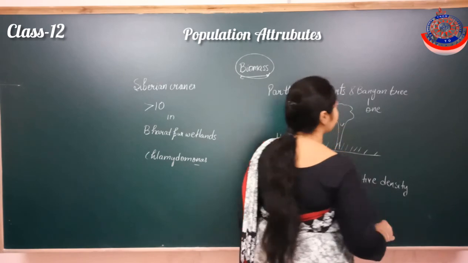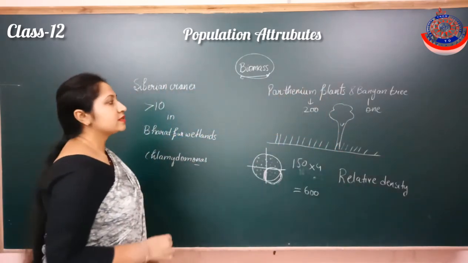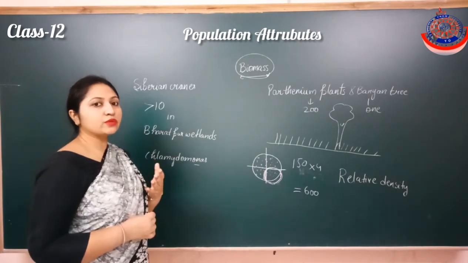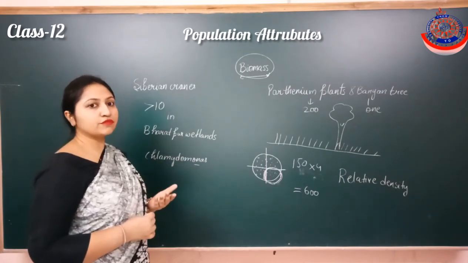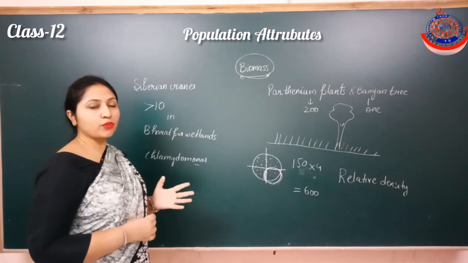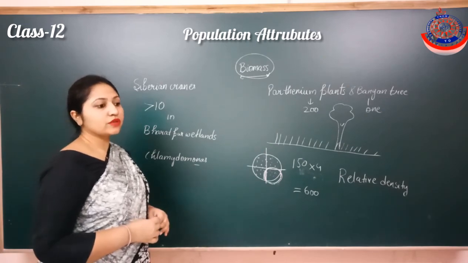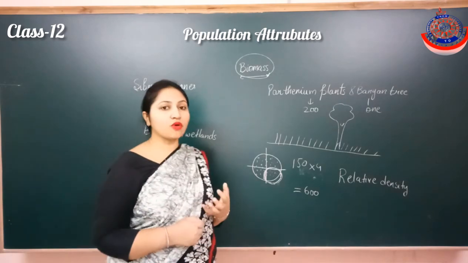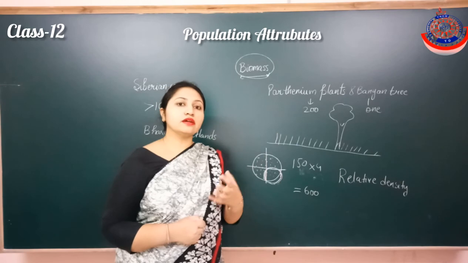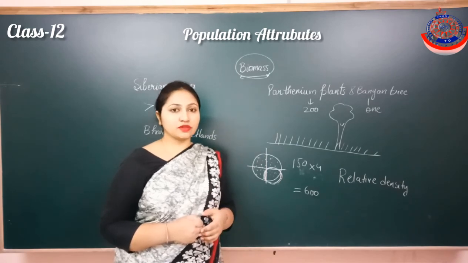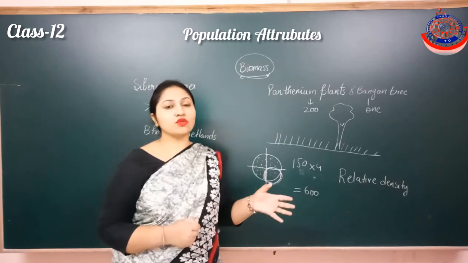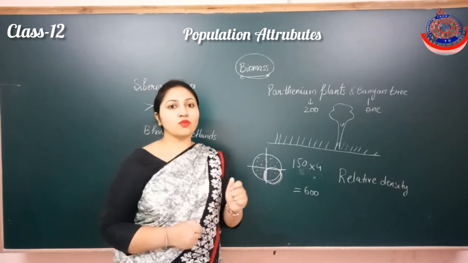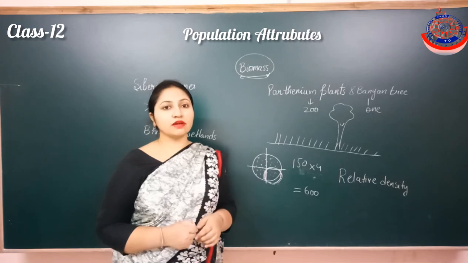Now let's take another example. Suppose in a pond, how can we calculate the population density of the fish in a large lake or pond in the water body? So if suppose in one trap some fishes are caught, so that will tell us about the average population density of the whole lake, that is, how many fish come in one trap.